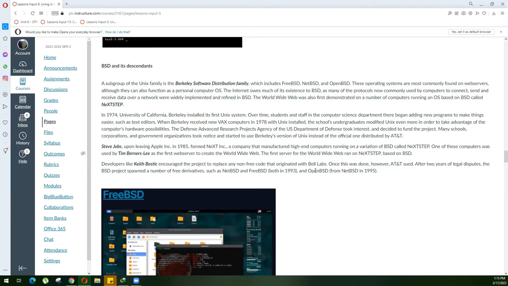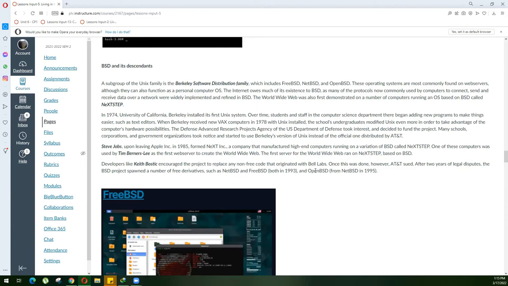In 1974, the University of California, Berkeley installed its first Unix system. Over time, students and staff in the computer science department began adding new programs to make things easier, such as text editors. When Berkeley received new VAX computers in 1979, with Unix installed, the school's undergraduates modified Unix even more in order to take advantage of the computer's hardware possibilities. The Defense Advanced Research Projects Agency of the U.S. Department of Defense took interest and decided to fund the project.